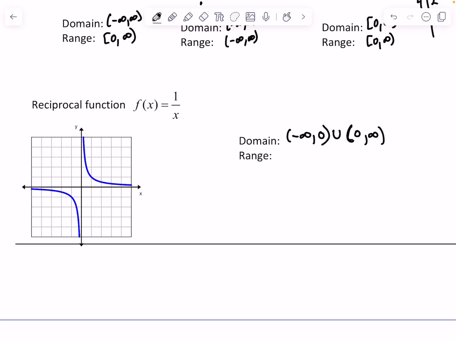Our range is similar. 1 over x can never equal 0. There's no value of x that will make that equal 0, so our range is identical here.